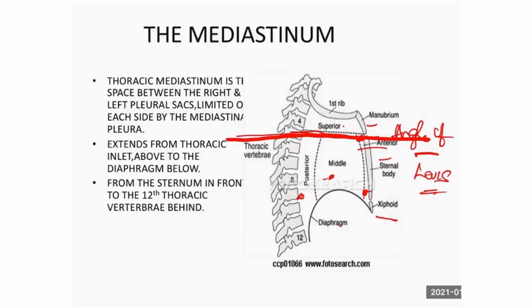The structures of the thorax are present in the mediastinum, except the lungs, which are present outside. All other neurovascular structures are present along with the heart, great blood vessels, arch of aorta, ascending aorta, descending aorta, brachiocephalic vein, thymus, vagus nerve, phrenic nerve. They are all present in the mediastinum.